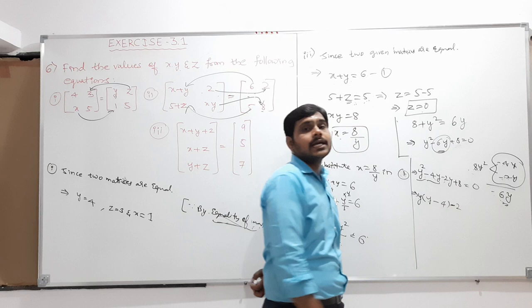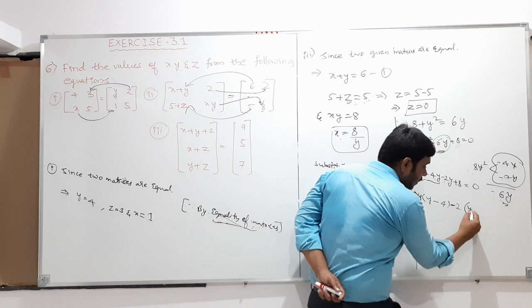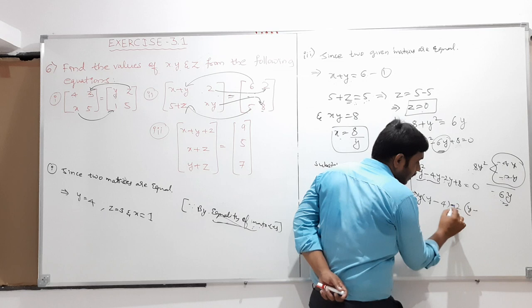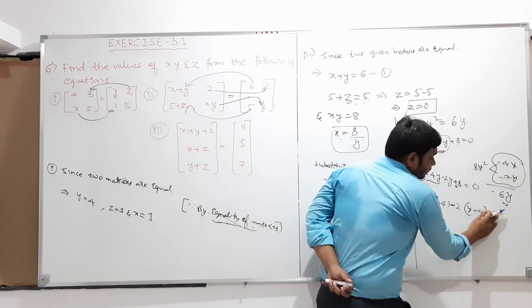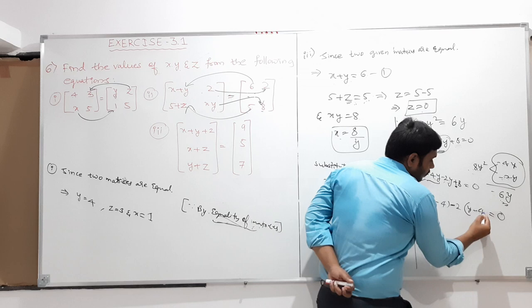So if I take minus 2 common from this, what is remaining? Y. So if the minus 2 already I took common, what is remaining? Y. And next here, minus minus plus. I should get it as plus. So therefore I am writing minus. Minus minus plus. And next here is 4. 2 4 is 8. So this is equals to 0. Y minus 4. So here also y minus 4 and here also y minus 4.